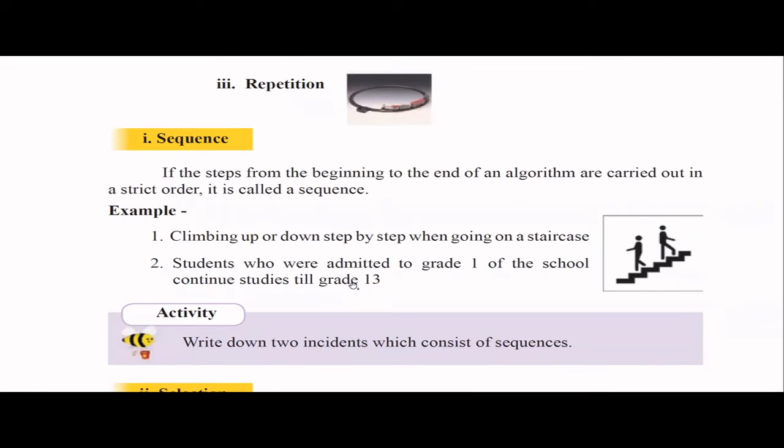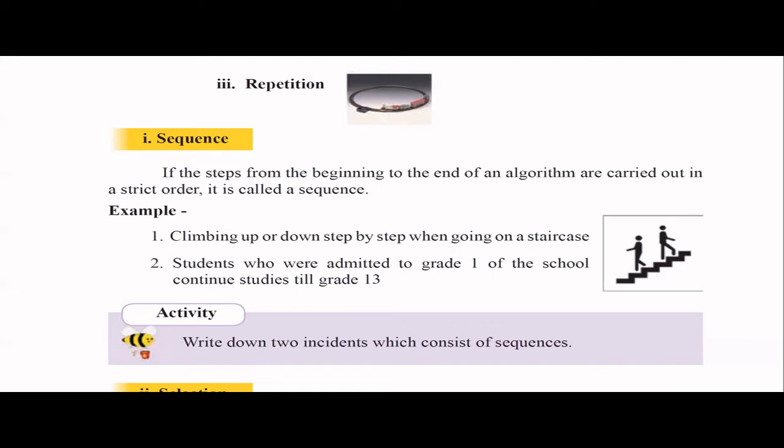And they have asked you to write down two incidents which consist of sequence. So you can think of so many things, right? For example, from when you start your day, you wake up, you wash your mouth, then you brush your teeth, you wash your face, you put on your clothes, then you go to school, and then you go to the tuition class, then you come back home, have your dinner, and then you sleep. So that is something you do in a strict order. You have to have dinner at night, right? Not in the morning. In the morning, you will take breakfast. So these steps will go one after the other.